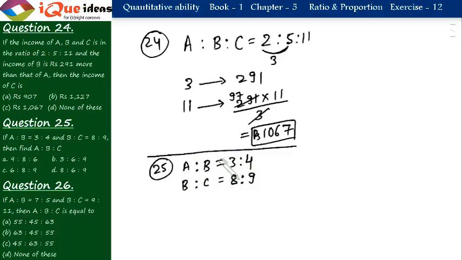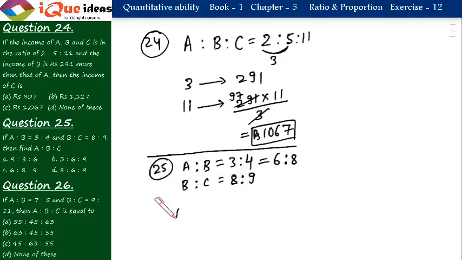And the values corresponding to B are 4 and 8. So we have to make them same. Now LCM of 4 and 8 is 8. Now in the second ratio, B is already 8. In the first ratio, to make it 8, what do we need to do? We need to multiply every component in the ratio by 2. So it will become 6 is to 8.